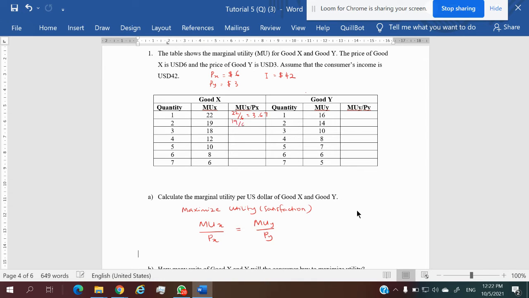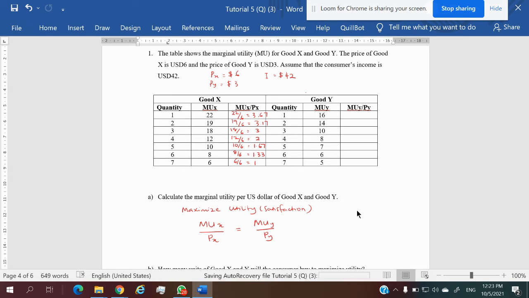Here 19 over 6. The answer is 3.17. Then the third one, 18 divided by 6 is 3, followed by 12 divided by 6 is 2. Then divide by 6, 1.67. Then 8 divided by 6, 1.33. And the last one, 6 divided by 6 is equal to 1.